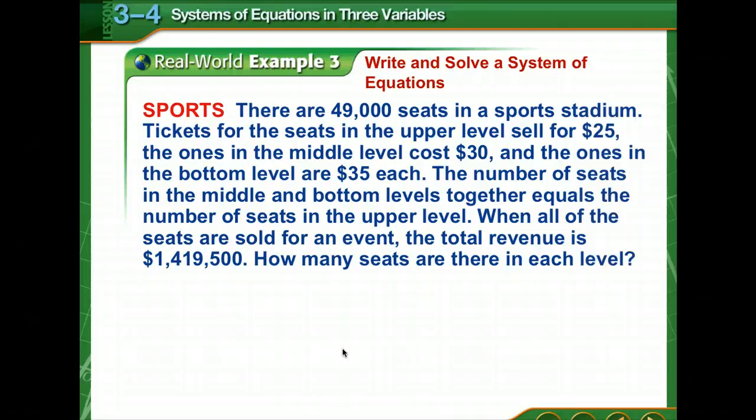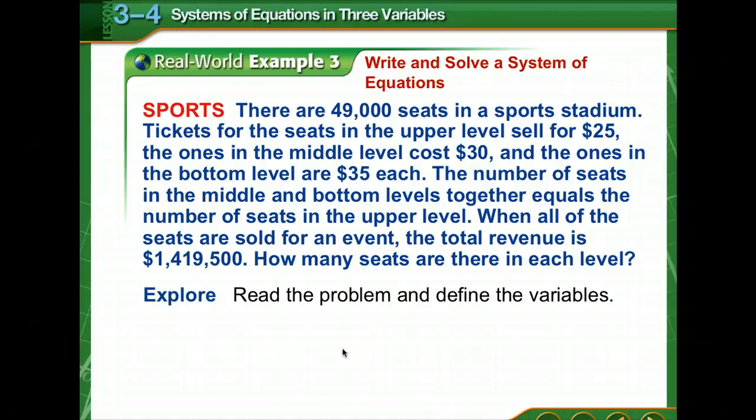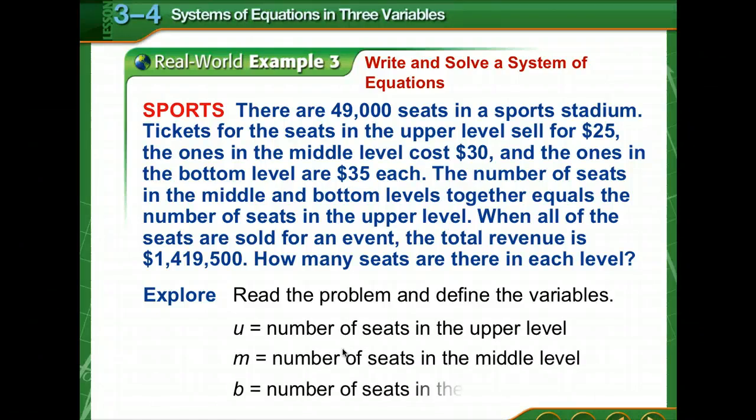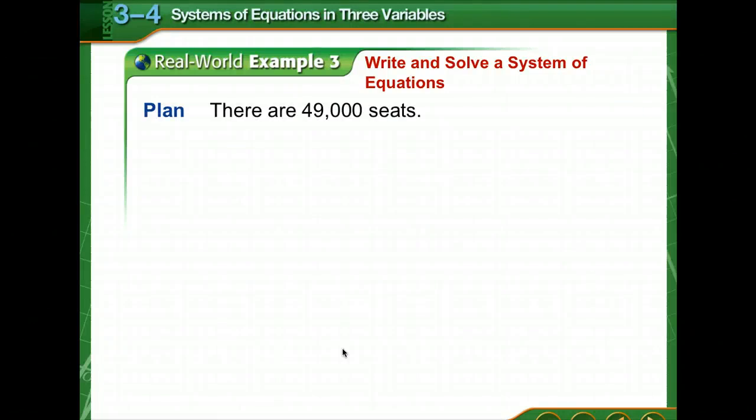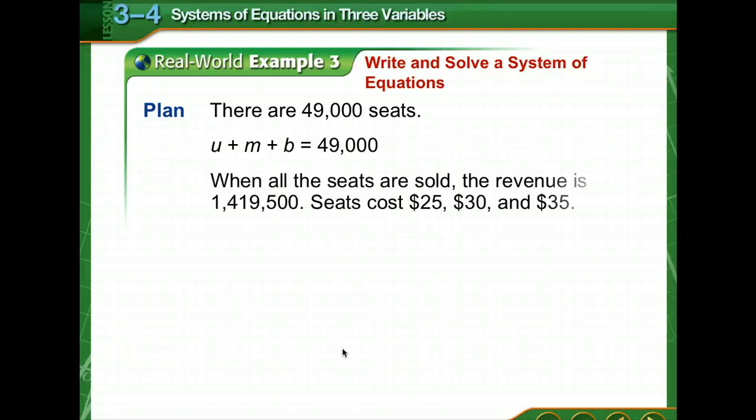Now we're going to write and solve a system of equations using a real-world example. So you want to note the keywords. We're going to make a plan, solve the system, and then we're going to go back and check our answer. So the variables we're going to use are U for the number of seats in the upper level, M for middle level, B for bottom level. Our plan: there are 49,000 seats, so we add them together. Upper, middle, and bottom gives us 49,000 seats.